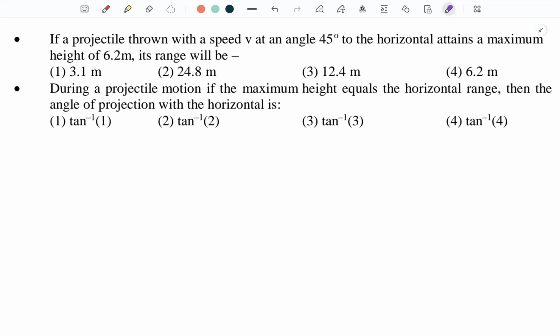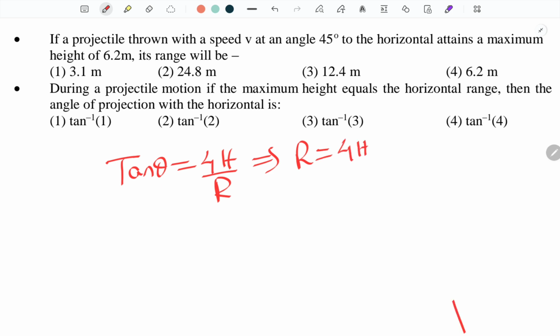If a projectile thrown with a speed v at an angle 45 degrees to the horizontal attains a maximum height of 6.2, its range will be? This is a very simple question. We know the relation tan theta is equal to 4h by r. We have done this in our synopsis classes. So r will be 4 times h directly. Why? Because tan 45 is 1, so r is 4 times h.